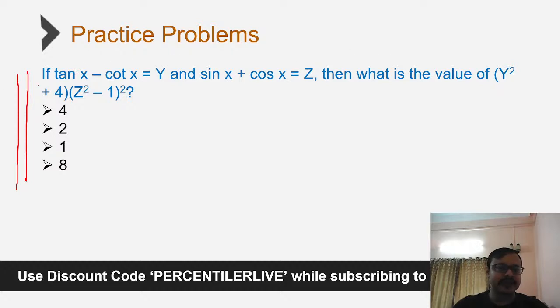The first question is saying if tan x minus cot x is equal to y and sin x plus cos x is equal to z, then what is the value of y square plus 4 into z square minus 1 whole square? So how do we do this? Anybody? Here they've given you the value of tan x minus cot x. They've also given you the value of sin x plus cos x. So anybody? Any idea how do we do this kind of a question?